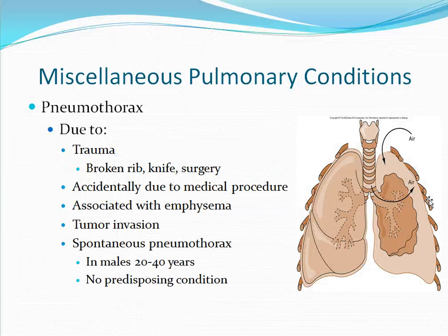A pneumothorax may be due to trauma, such as a broken rib, a knife wound, or surgery. It could result accidentally due to medical procedures, for example, the aspiration of fluids. It can be associated with emphysema, it can be associated with tumor invasion, and one can also develop a spontaneous pneumothorax. This is common in males between the ages of 20 and 40 with no predisposing condition. Regardless, the defect that allows the air to enter the pleural space usually closes when the lung collapses. Once this heals, the lung typically will be able to expand again.